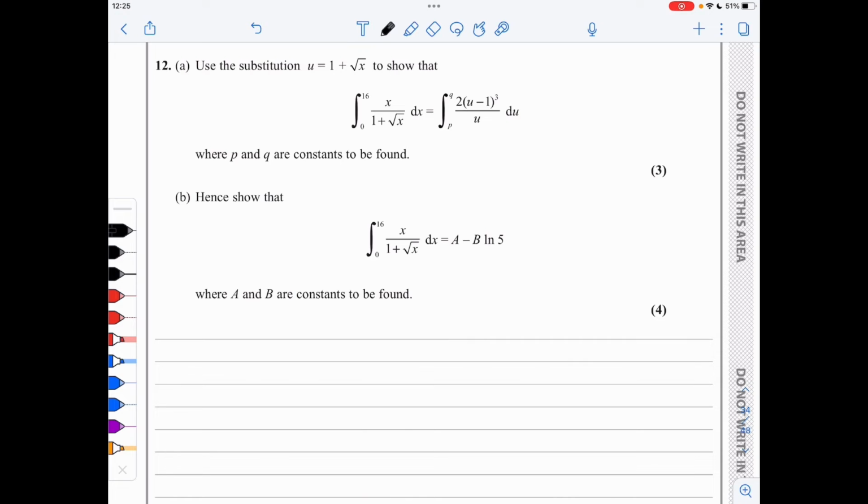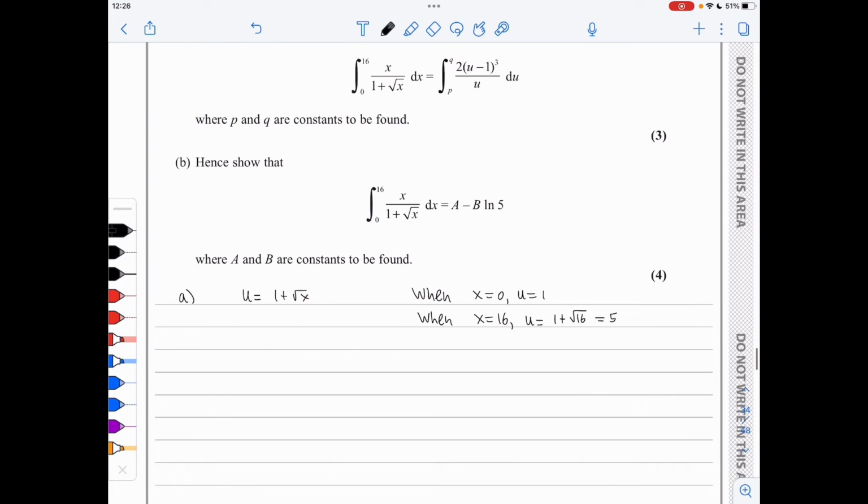In question 12, we need to use the substitution u is 1 plus root x to show that this integral from 0 to 16 with respect to x leads to this integral with respect to u. So this is integration by substitution, we are told that u is 1 plus root x. The first thing I'll do is attack the limits. So when x is 0, we see that u must be 1, and when x is 16, we get that u is 1 plus root 16, which is 5.